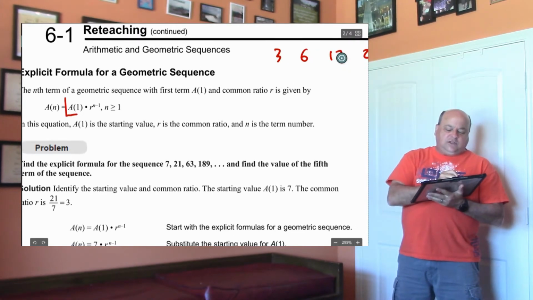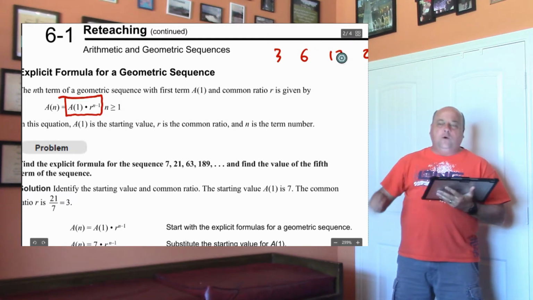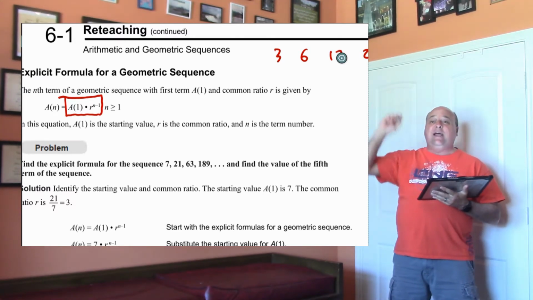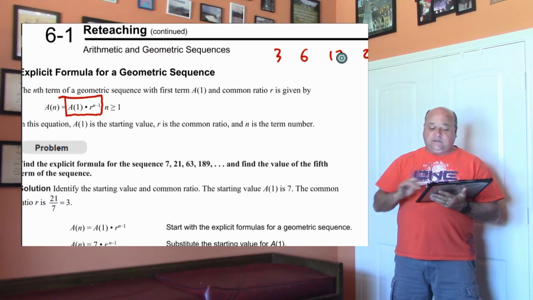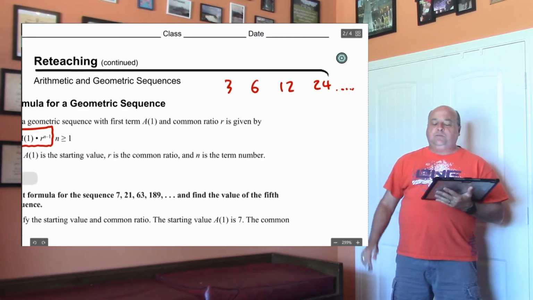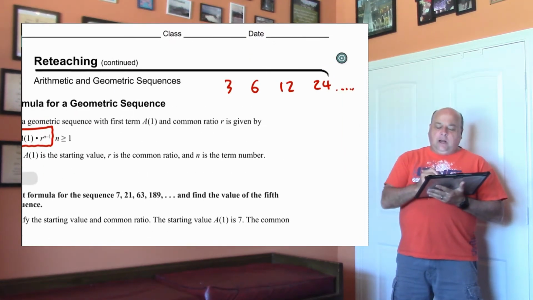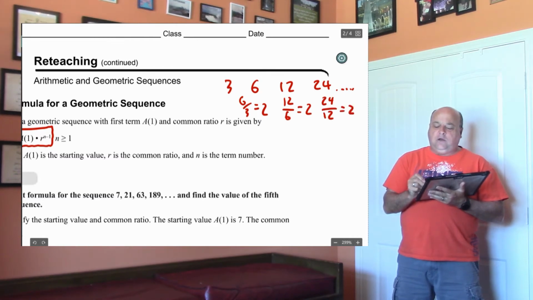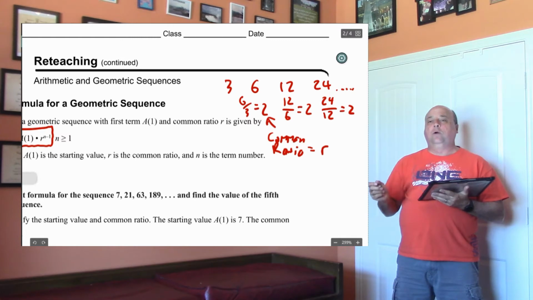In geometric sequences, this is the formula. And we won't be adding, we will be multiplying, which is why we have an exponent where the n minus 1 is. For instance, let's look at this problem. On this problem, if I do 6 divided by 3, I get 2. If I do 12 divided by 6, I get 2. If I do 24 divided by 12, I get 2. That 2 is called the common ratio. And they use an R for it, okay?